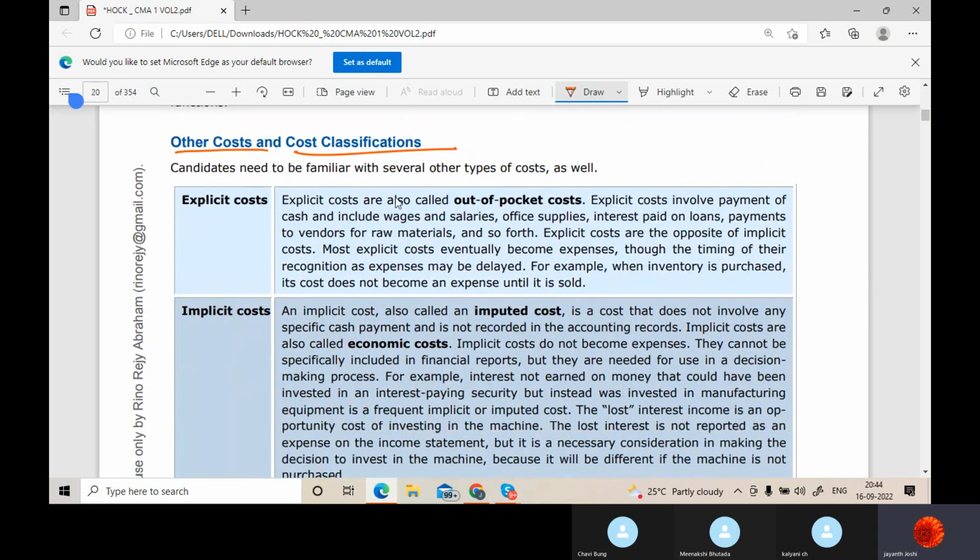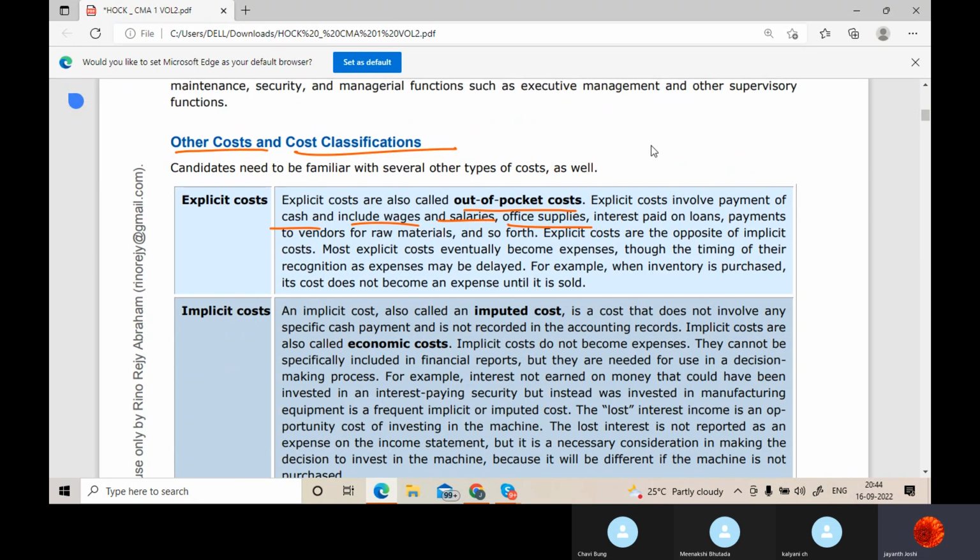Explicit costs are nothing but out of pocket costs. Explicit costs involve payment of cash and include wages and salaries, that is, you are paying explicitly for something, interest paid on loans, and these are all costs which you incur and pay. And the opposite of explicit is implicit cost.